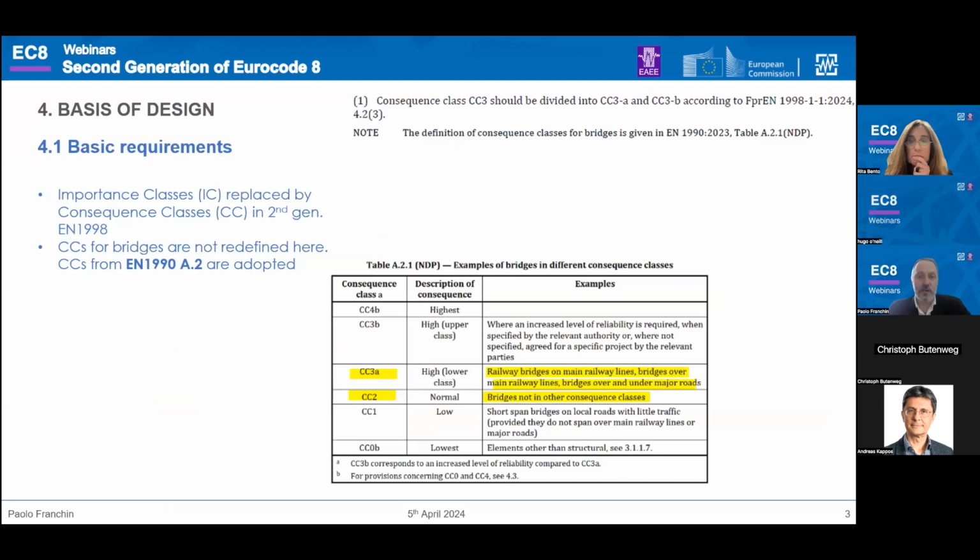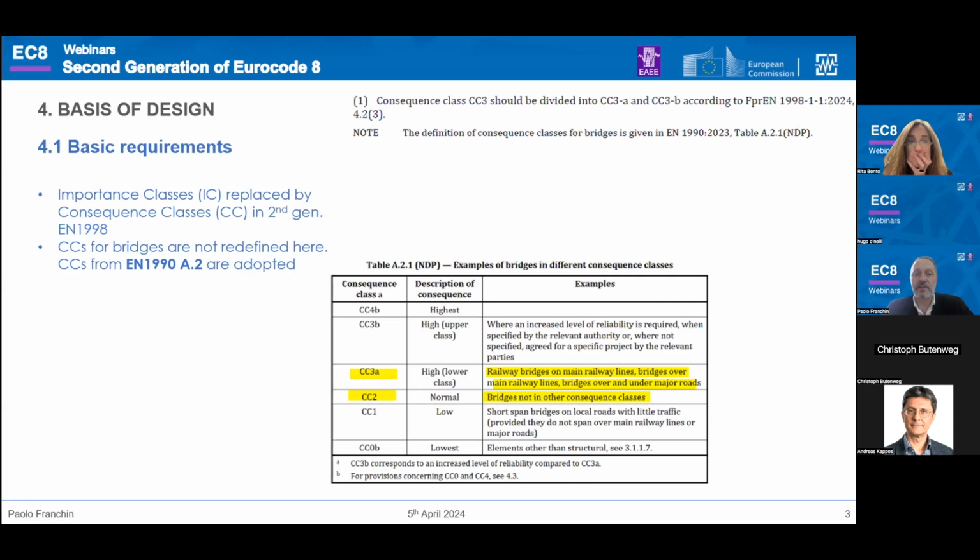So let's start with clause 4. Basic requirements. You may have already attended previous webinars on part 1.1. You know that importance classes that were used for reliability differentiation in the first generation Eurocode 8 are being replaced by consequence classes, which are those used in Eurocode EN 1990. So that there is an alignment with these 2 documents, and the definitions for the consequence classes are not given in part 2. So this has become, say, a smaller section.